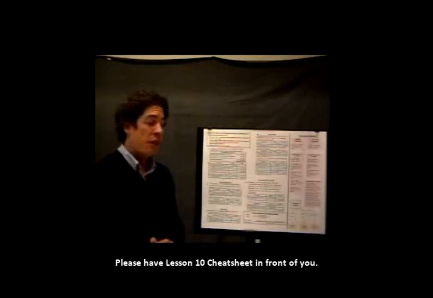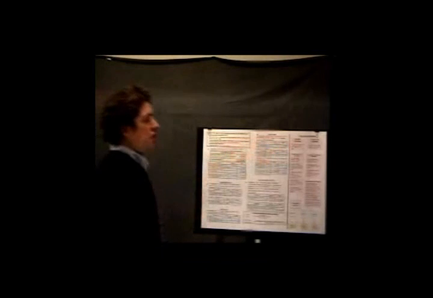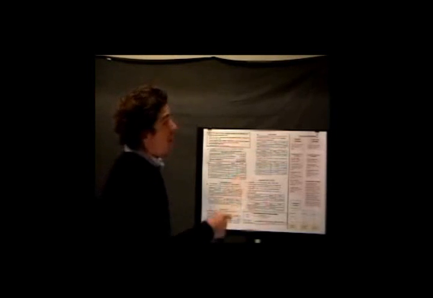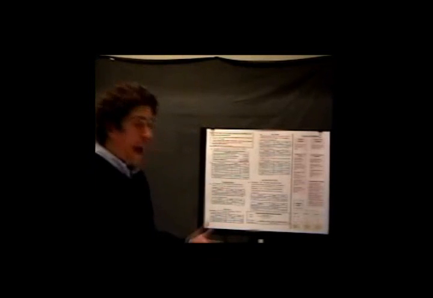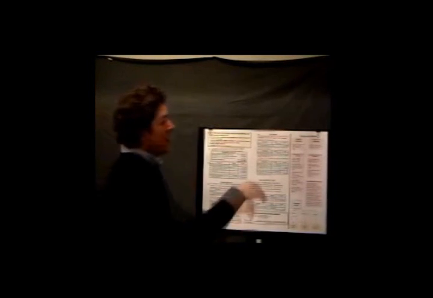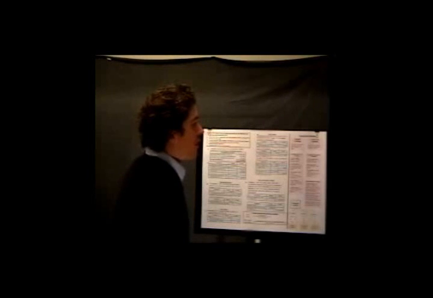Current and long-term liabilities. On the right side of your cheat sheet, you'll see some concepts and definitions. We'll go through those first, then we'll get into some actual transactions and some journal entries. All right, current liabilities. Current liabilities are due within 1 year or the company's operating cycle, whichever is longer.